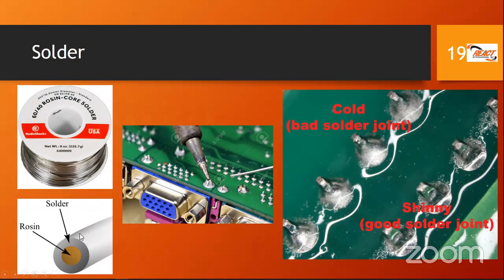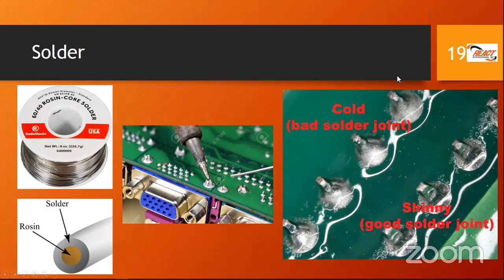And solder, if you were to look at a cross-sectional area, you will see the actual solder on the outside and on the inside, we have what is called rosin core to help with bonding when we solder. We also need to know what a good solder joint looks like and a bad solder joint. And a bad solder joint is called a cold solder joint. So when we say a cold solder, it is a bad solder.